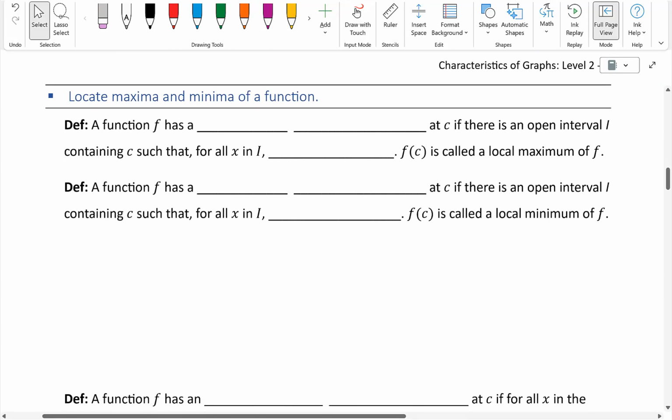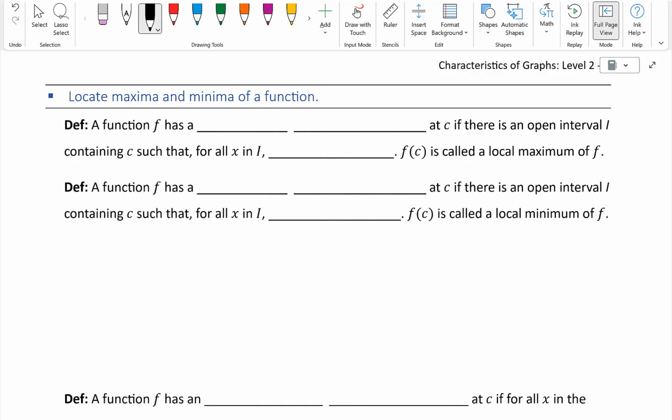All right, next we look at maxima and minima of a function. For our definition, a function f has a local maximum at c if there's an open interval I containing c such that for all x in I, f of x is less than or equal to f of c.